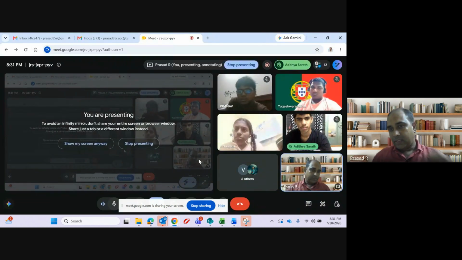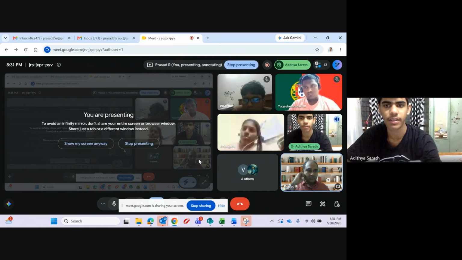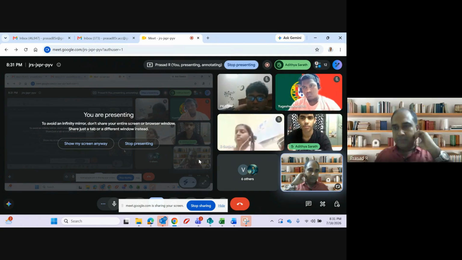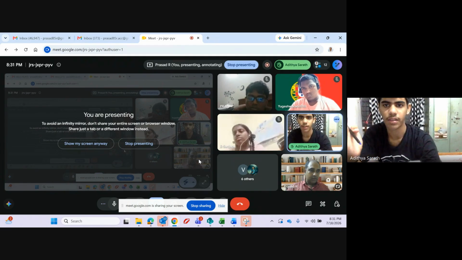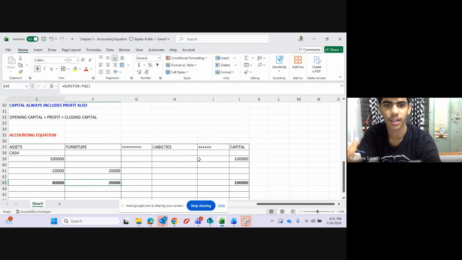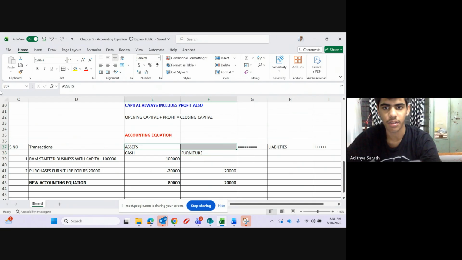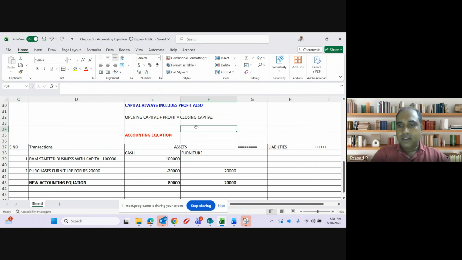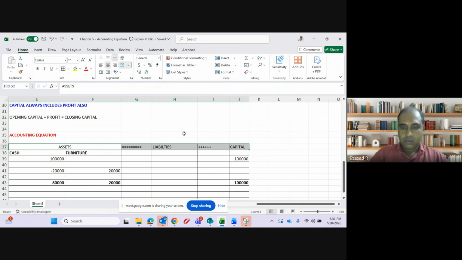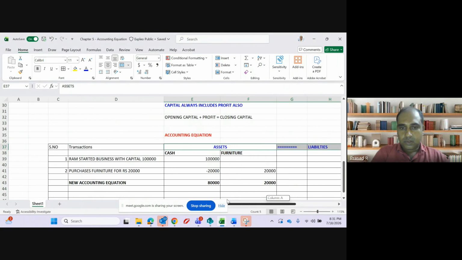Yes, Aditya. Sir, furniture is a type of assets, right? Yes, it is an asset. In your Excel, it is like as transaction assets, furniture, liabilities, capital. It should come here actually. You're absolutely right. It's just a presentation thing. It will come under assets only. Clear? Any doubt? Are you clear on the format, guys?